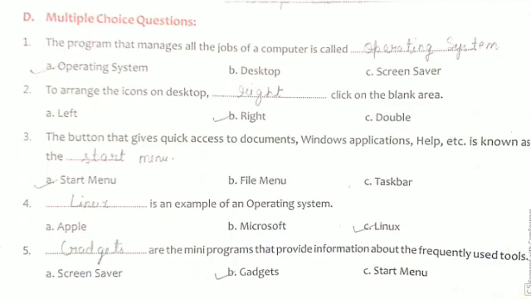Fifth is: dash are the mini programs that provide information about frequently used tools. As we know, gadgets like the clock gadget and weather gadgets are programs which provide you useful information. So the right answer is gadgets.